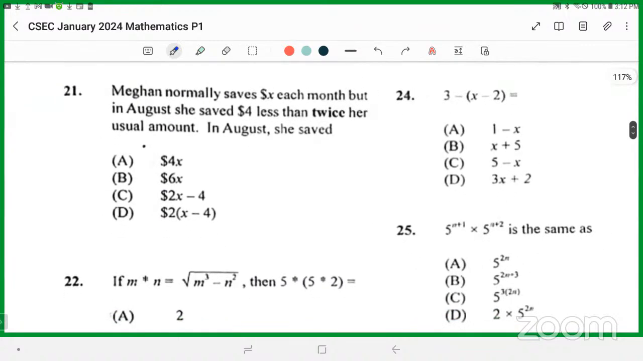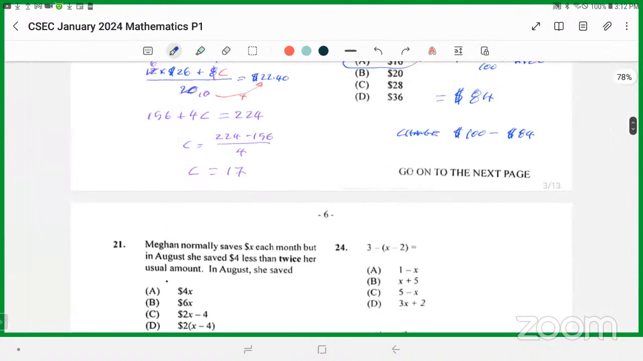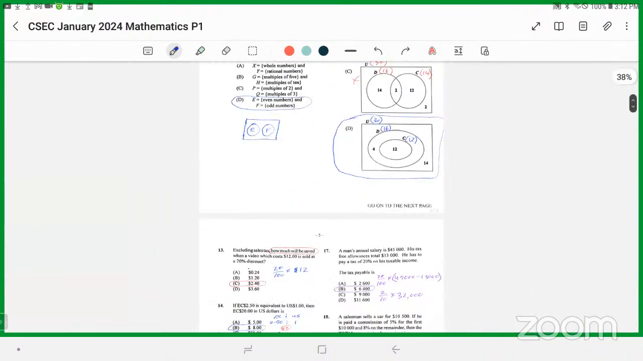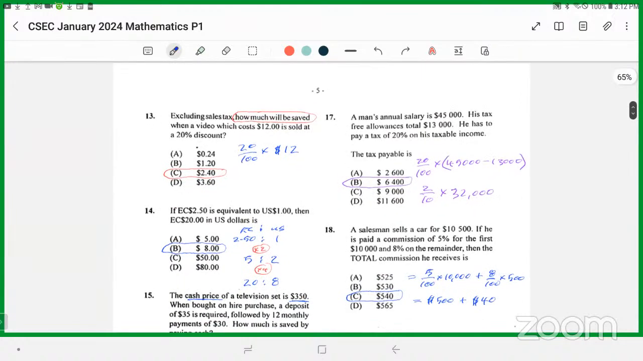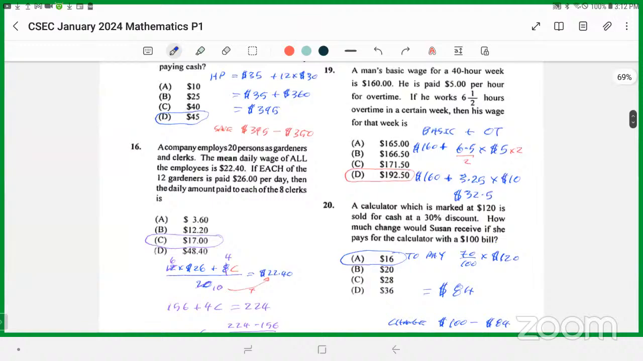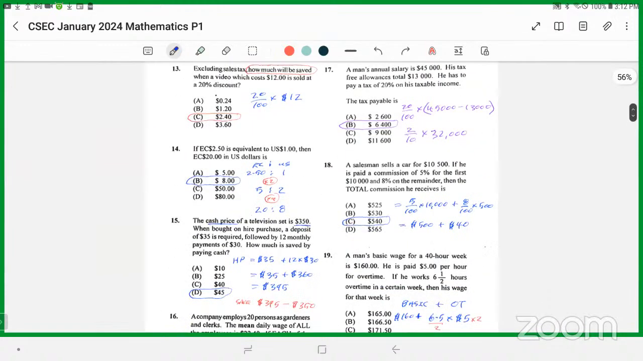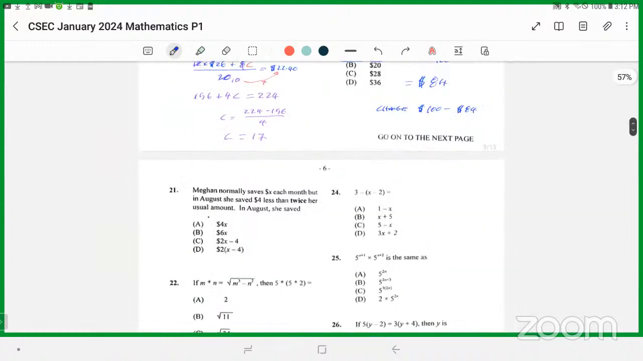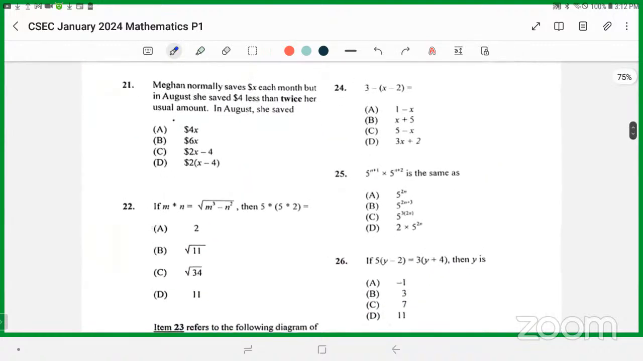This is some algebra now, right? So how many consumer arithmetic questions were there? Let's see. 1, 2, 3, 4, 5, 6, 7, 8. So we had about 6 sets questions and about 8 consumer arithmetic questions. So you see, you have to get comfortable with those. 6 and 8, a good amount.